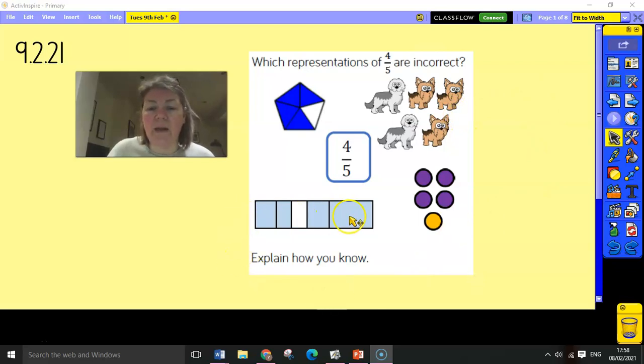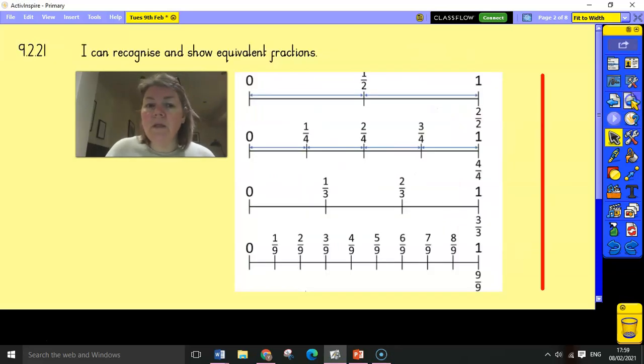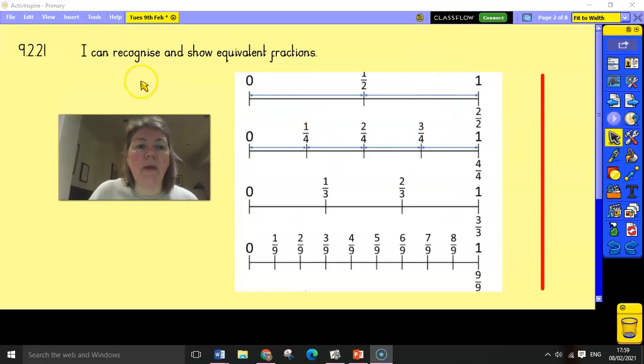And then if we look down here at the bar model here, we can see quite clearly that there are 5 parts. However, they are not all equal. And we know for it to be a representation of a fraction, all of these parts must be equal. So the incorrect ones were the dogs and the bar model. Everything else was correct. So let's move on to today's learning then. We're going to carry on thinking about recognising and showing equivalent fractions today through a couple of different activities.